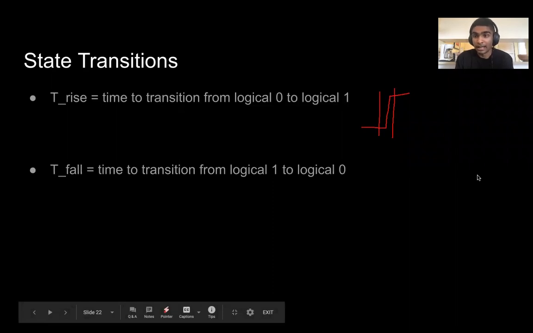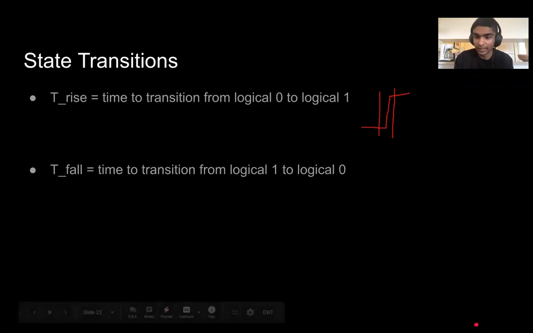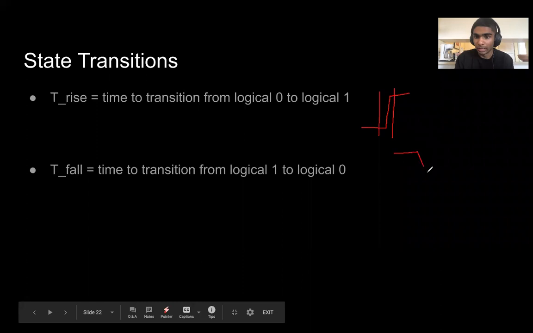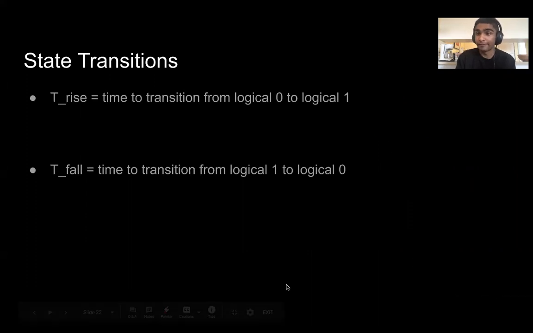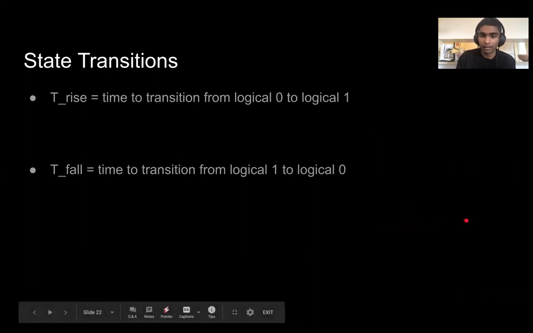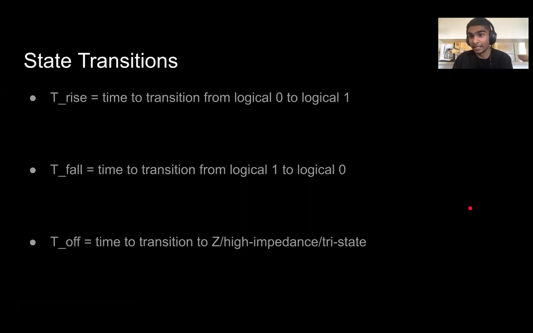T fall is the time to transition from a logical 1 to a logical 0, or the falling edge. So the waveform would look like the opposite. And the time is this. Last, there's a time for the device to turn off, which is also the time it takes to transition to Z, or the high impedance state, or the tri-state.